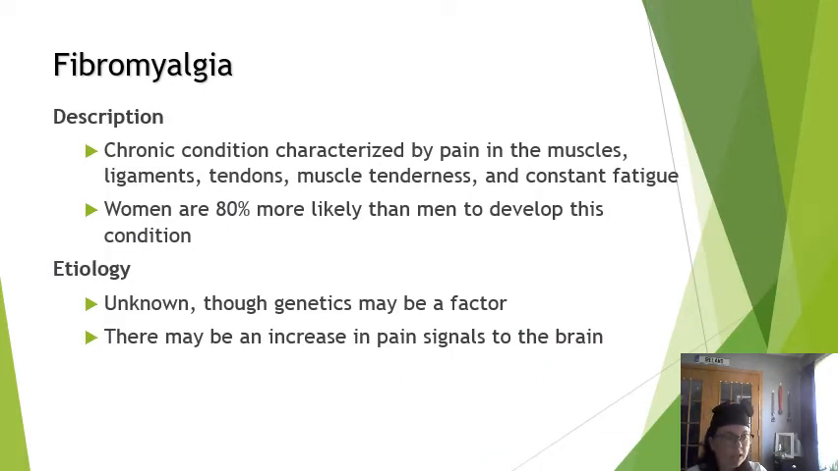The patterns are indicative of certain autoimmune diseases. Moving on to the last musculoskeletal disorder, we are going to cover fibromyalgia. This is a chronic condition characterized by pain in the muscles, ligaments, tendons, muscle tenderness, and constant fatigue. Women are 80% more likely to suffer from this, more so than men. Etiology is unknown, but genetics have been a factor before. It's likely that there may be an increase in pain signals to the brain that attribute to this condition.